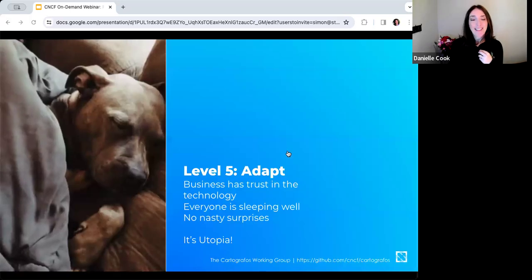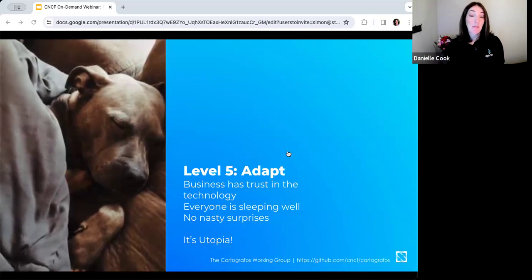So level five, you've reached utopia. You've achieved all your business goals, and now you're adapting to your new business goals. So we all know that as an organization, you're constantly adapting, constantly changing, constantly becoming more innovative. So this is where you have created your cloud native platform. You've moved all your policies. Your people are well versed in cloud native. And so now it's easier for you to adapt to new business goals that are thrown at you.